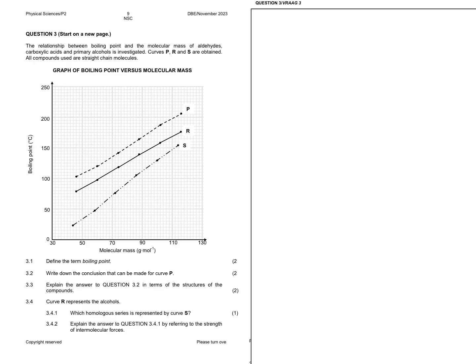Okay, so question 3 is intermolecular forces with organic. And here they have a graph. They really like adding graph questions to your exams. But anyway, here's a graph, and as usual, the first question is a definition.